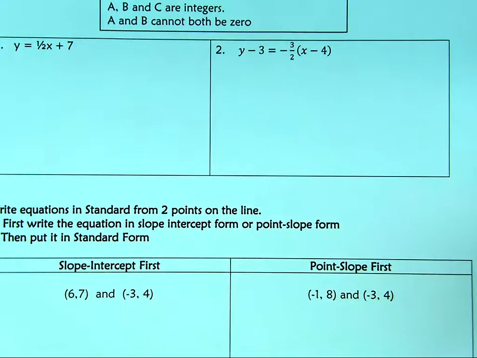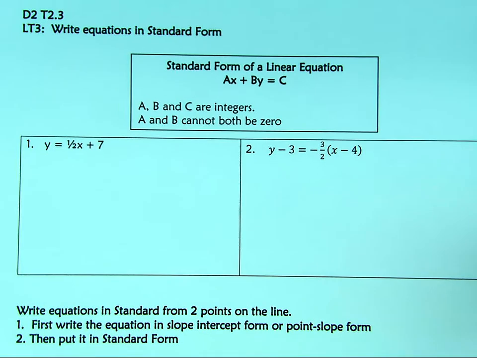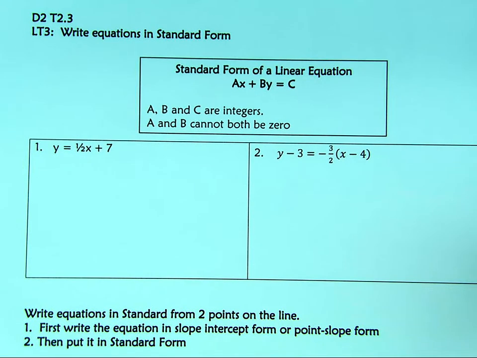Okay, now we are going to write equations in standard form. The first thing we're going to do is, you're given an equation in either slope-intercept or point-slope form, and you have to change it into standard form. That's what we're going to do first, and then we're going to do it when you either have 2 points or a slope and a point.